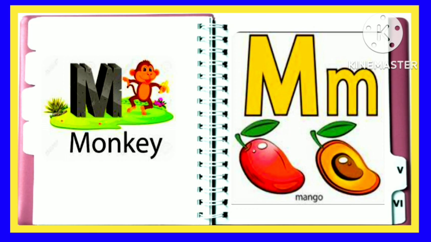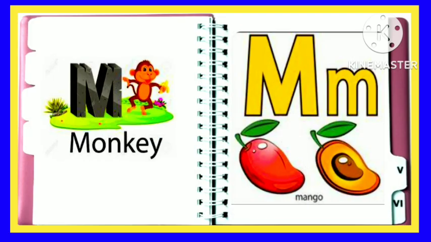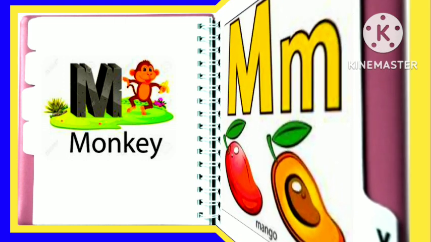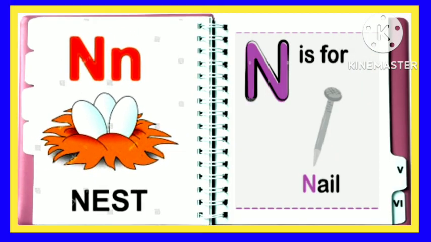M for monkey and M for mango, ma ma ma. N for nest, N for net, na na na.